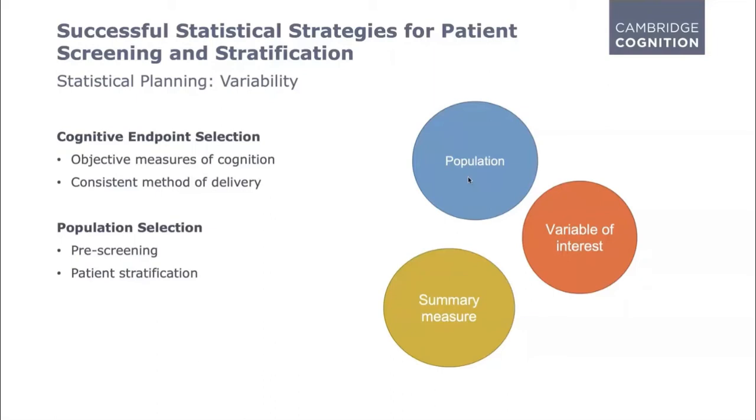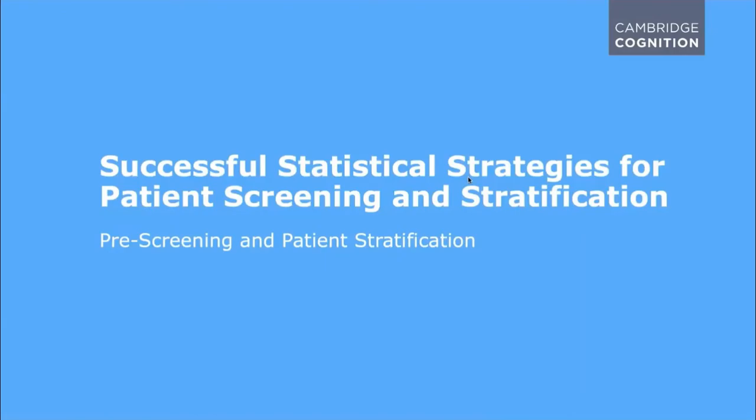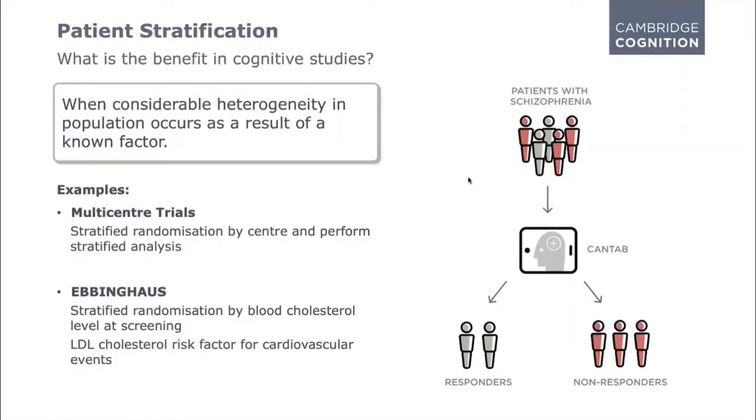So as part of understanding the variability in the population of interest, there are two strategies that we can use, and I've listed them here: pre-screening and patient stratification. So let's just start talking about patient stratification. Okay, so in patient stratification, we're using a set criteria to group individuals by similar characteristics.